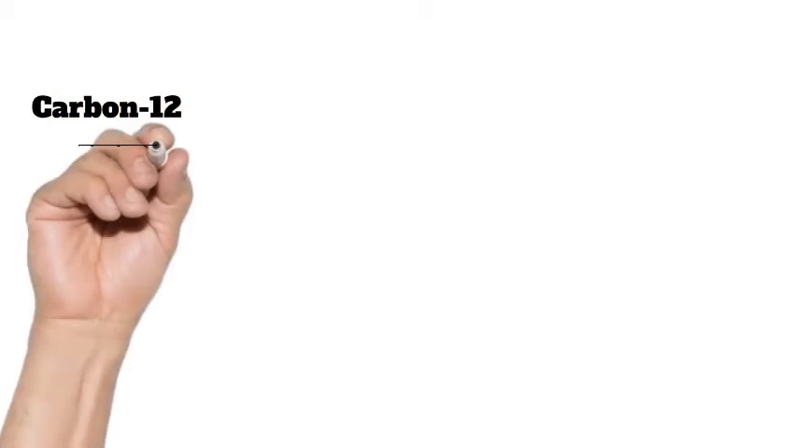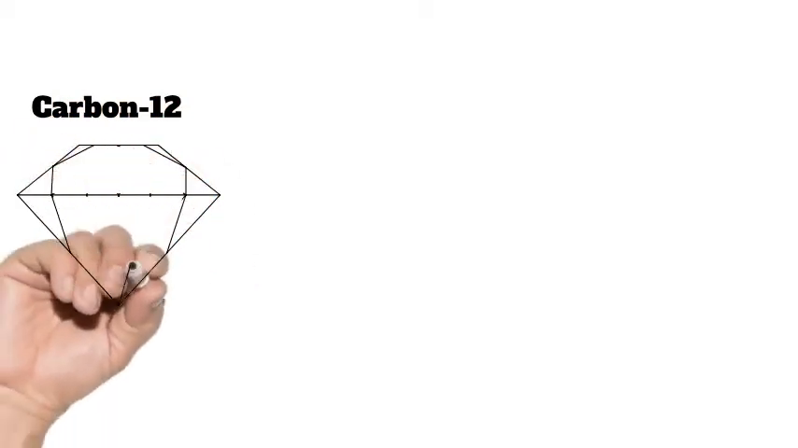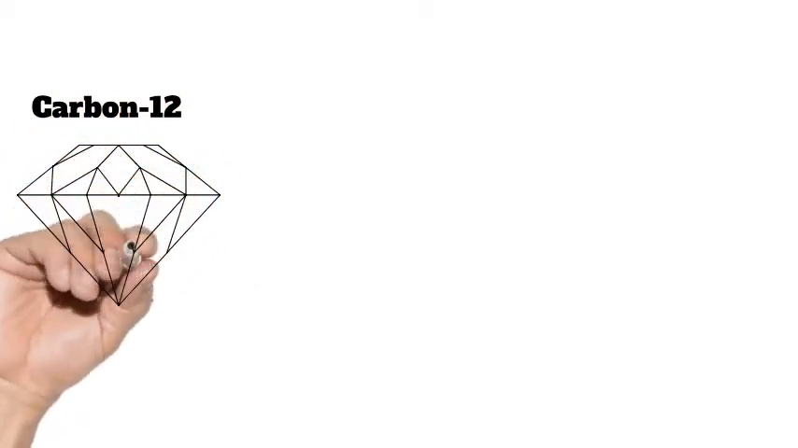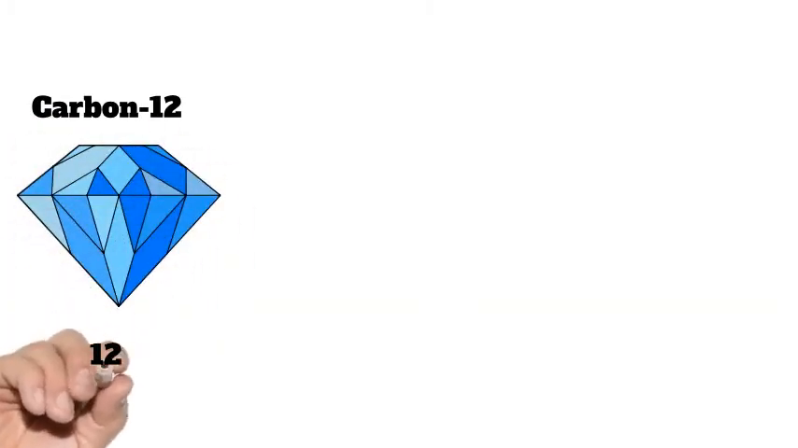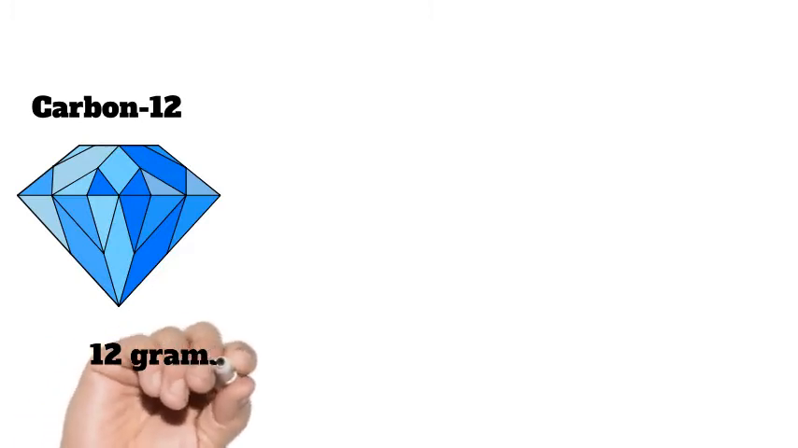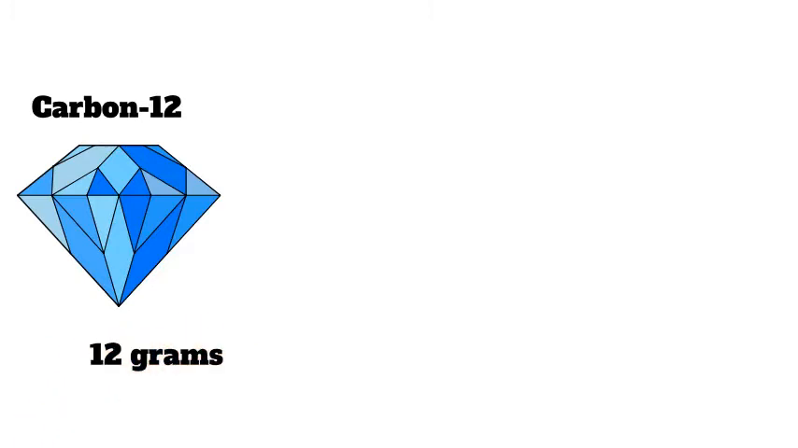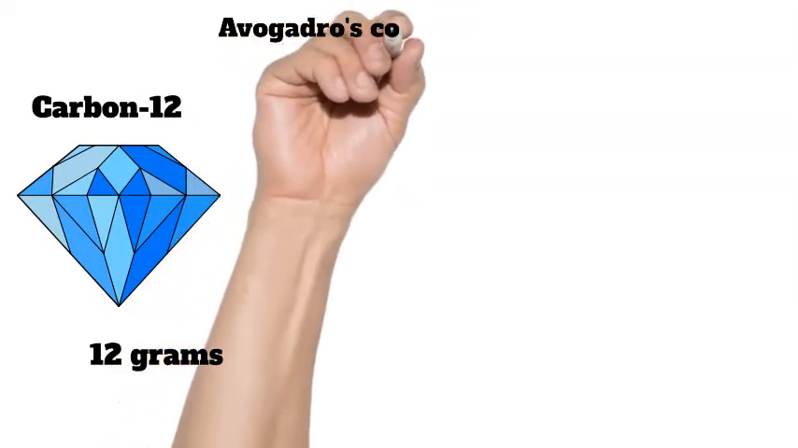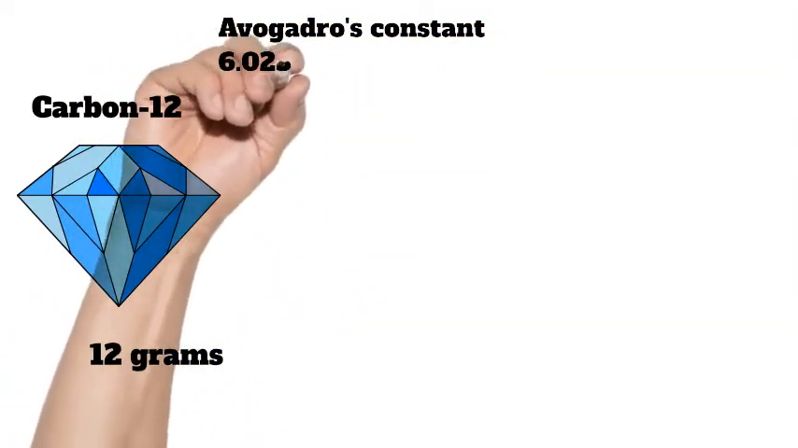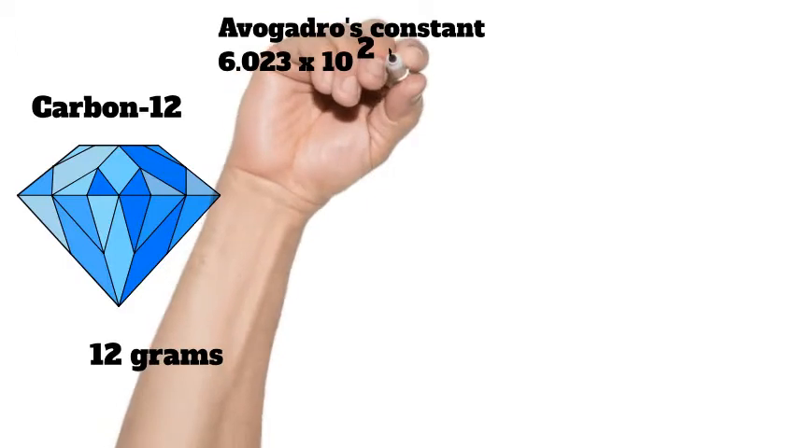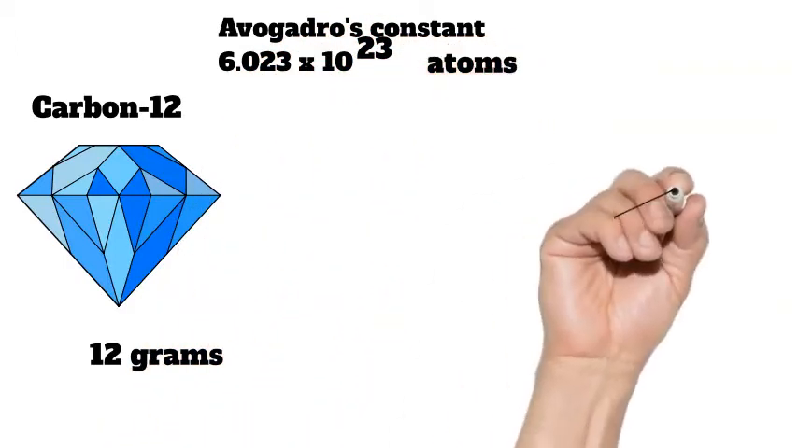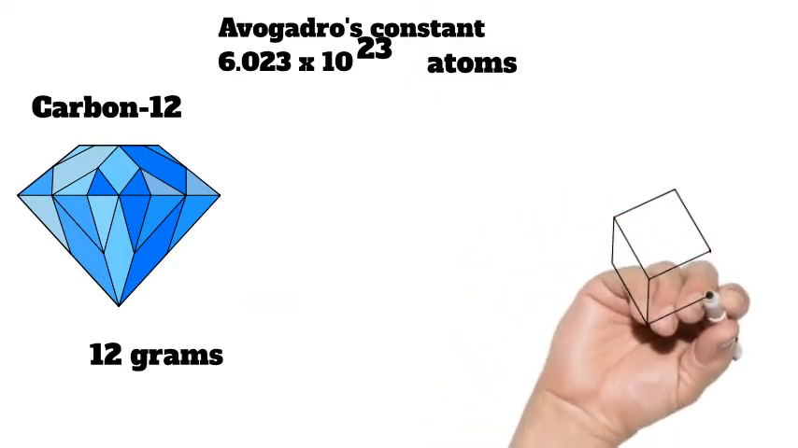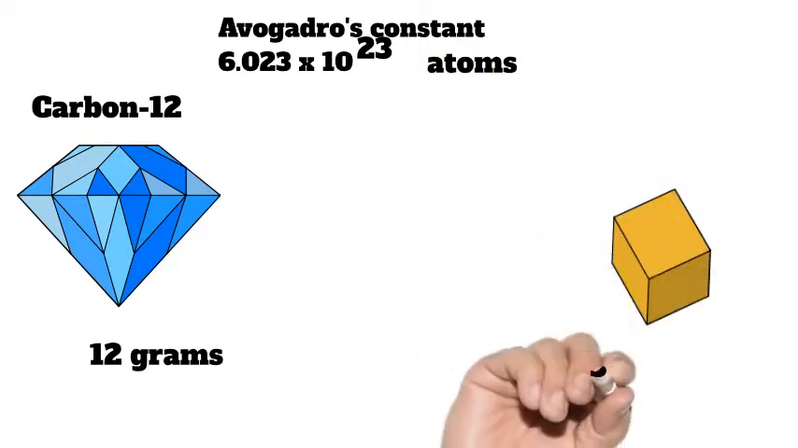So let's say I've got a diamond of carbon 12 atoms, and that diamond weighs 12 grams. Now, not only would I be a very wealthy person, but I would also have exactly 6.023 times 10 to the 23 atoms of carbon 12 in that diamond. Because the mass of all other atoms is relative to carbon 12, if I now take the relative atomic mass of sulfur, which is 32.1, and weigh out 32.1 grams of sulfur, I would have exactly 6.023 times 10 to the 23 atoms of sulfur.